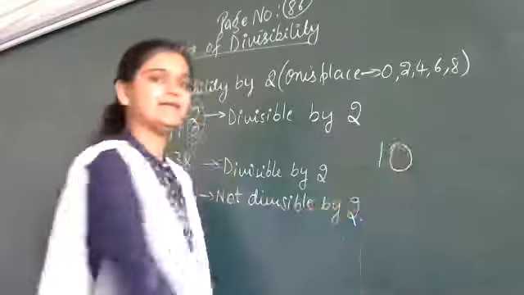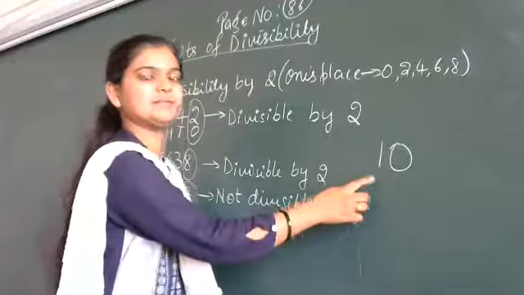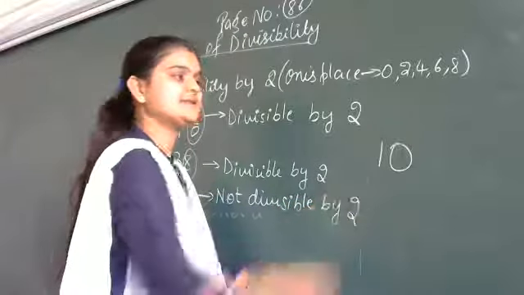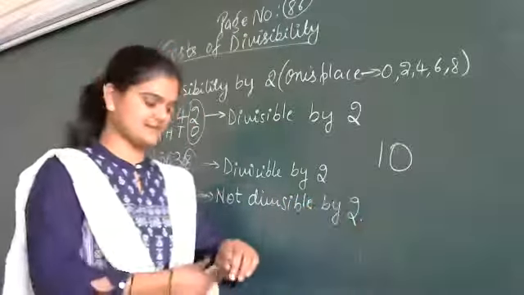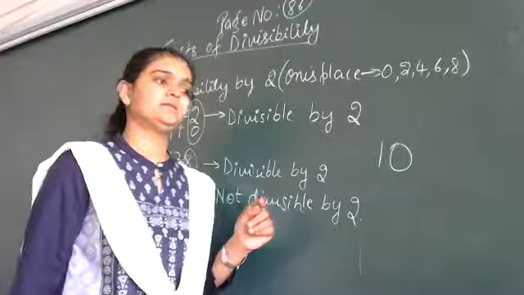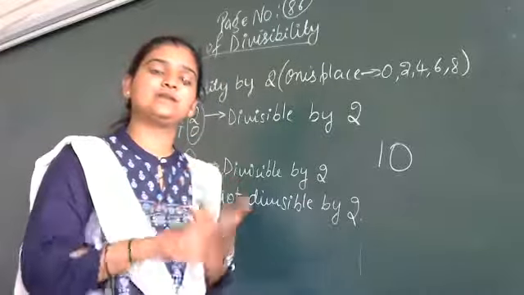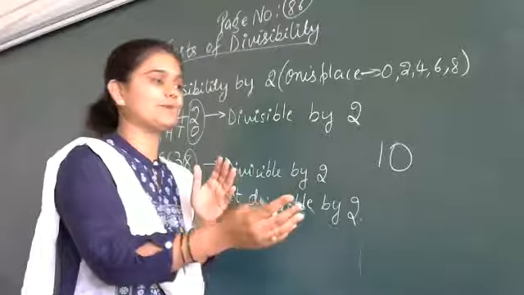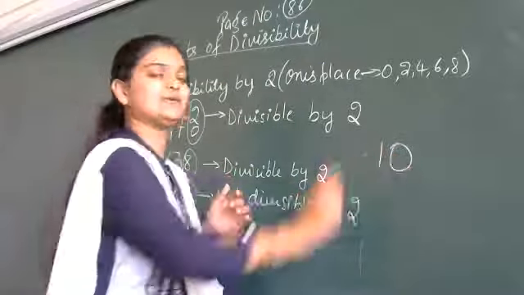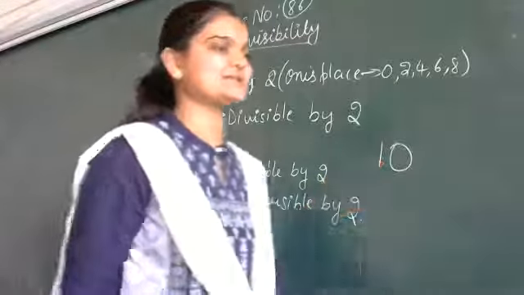If the number is 10, is this a question? Yes, tell me, what is there in the ones place? Whether it is a 2 digit, 3 digit, or 4 digit number, let the number be any big number, you have to check only the ones place. Tell me in this case.